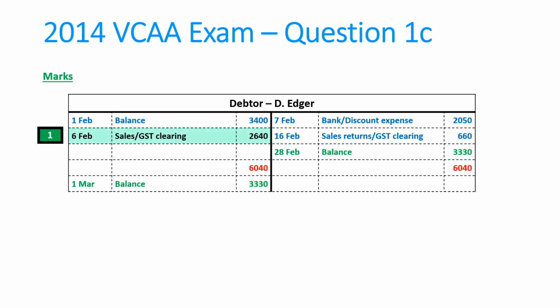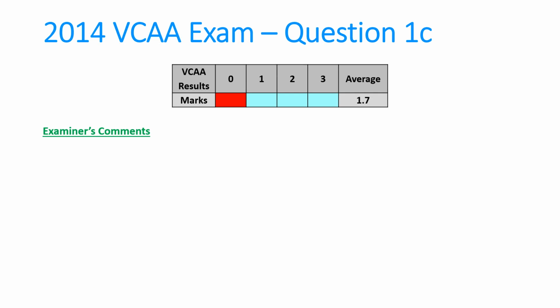Looking at the marks, there was one mark for getting the sale on the 6th of Feb, one mark for getting the cash received and the discount given, and one mark for the sales returns. What's interesting is there are no marks there for the balance. Looking at the results, the average is 1.7 out of 3. 24% of students got 0, up to quite well answered at the top end. 34% of kids got 3 out of 3.